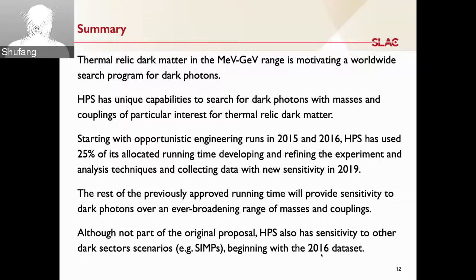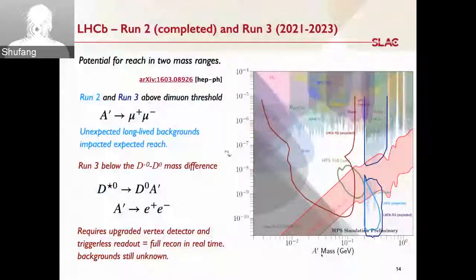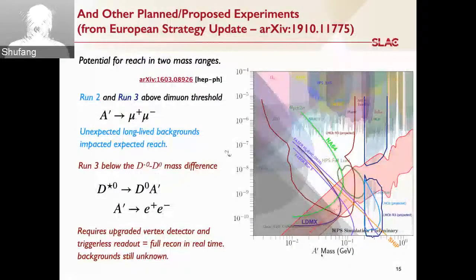So one is, you show us a plot which shows a comparison of the HPS reach compared to the other experiments, but there are also other future experiments. Yes, I just want to see the reach compared to the future ones. Okay, let me see. So the dark green is the HPS. So this is the projection for HPS.